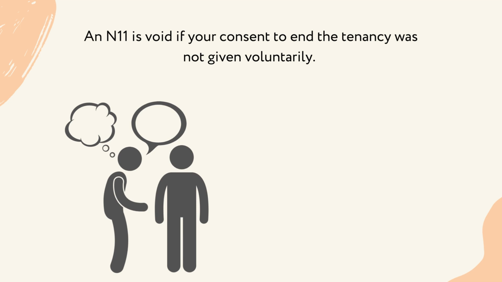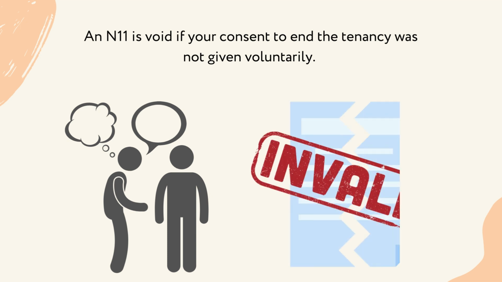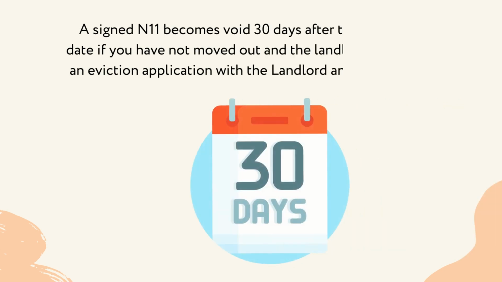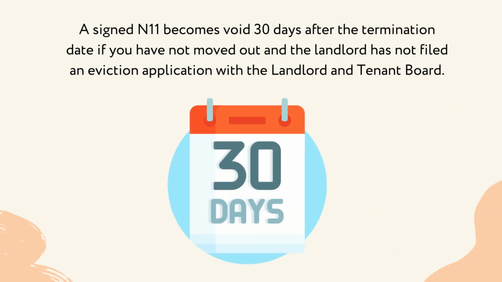An N11 is void if your consent to end the tenancy was not given voluntarily. For example, if you are tricked or coerced by your landlord to sign under duress, the Landlord and Tenant Board could deem an N11 agreement invalid. A signed N11 becomes void 30 days after the termination date if you have not moved out of the unit and the landlord has not filed an eviction application with the Landlord and Tenant Board.